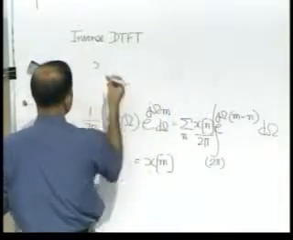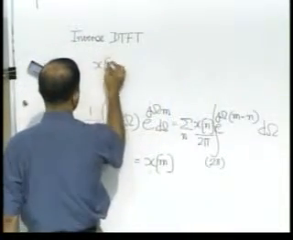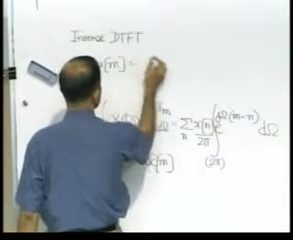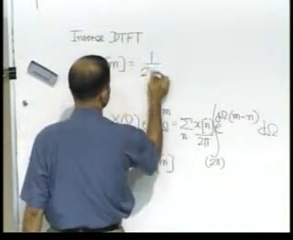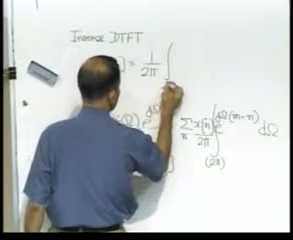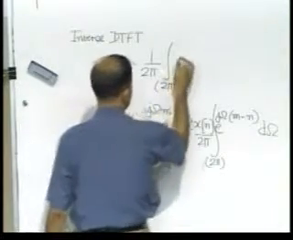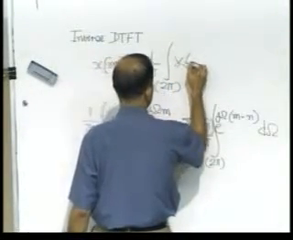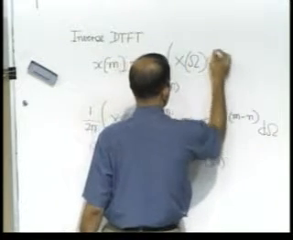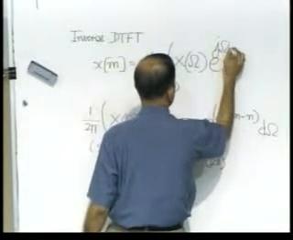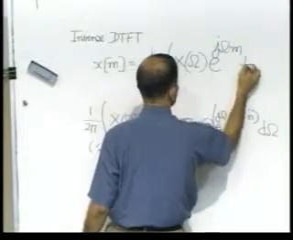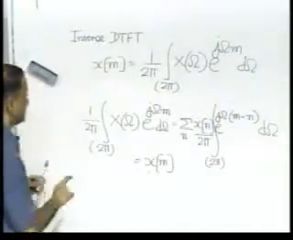So the inverse DTFT expression is x of m is given by 1 by 2 pi, integral over 2 pi, capital X of omega e raised to the power j omega m d omega. That's what we have derived here.